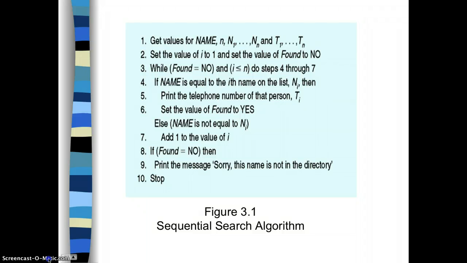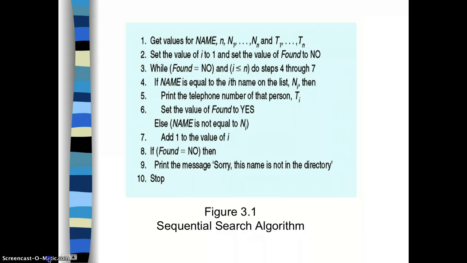So if we keep track of i and increment it each time we check for the name in the list, if it's greater than n, then we know we haven't found the name in the list. So step 4 says if the name is equal to the ith name in the list, then you print the name of that person and set the value found to yes. So that means you found it, and basically you're just printing the information, and then it's not going to go to the else statement, which would be step 7.